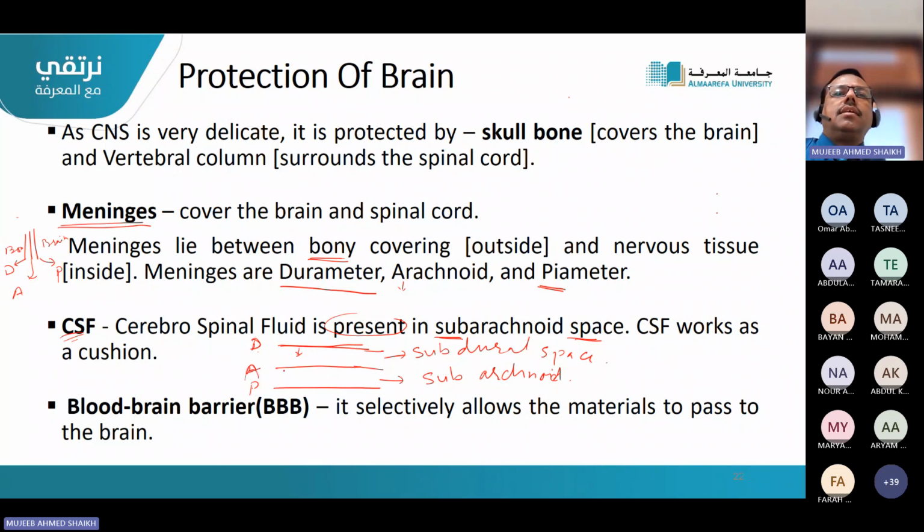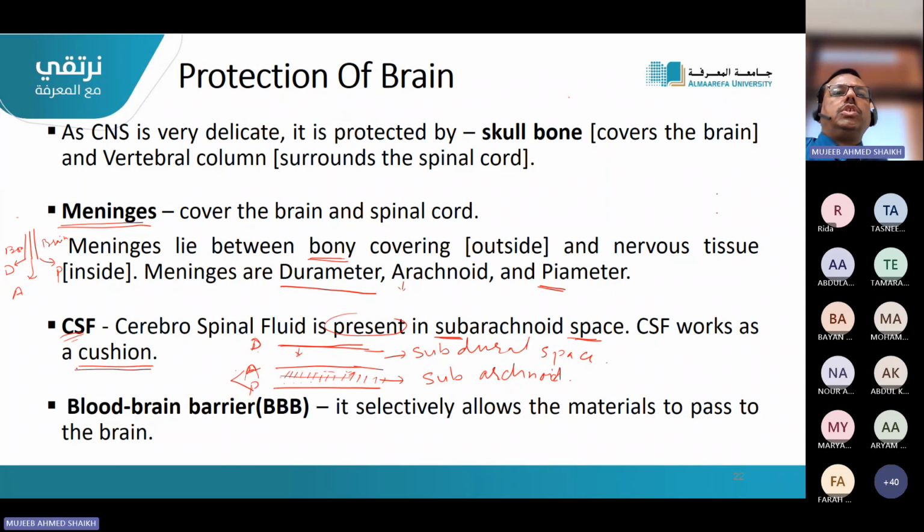See, this is the area where you will see the liquid, which is called CSF. CSF is present in a space in between which layers? The arachnoid layer and the pia mater of the meninges. In between these 2 layers there is some liquid in the subarachnoid space, and this fluid is known as cerebrospinal fluid, and its function is to cushion.